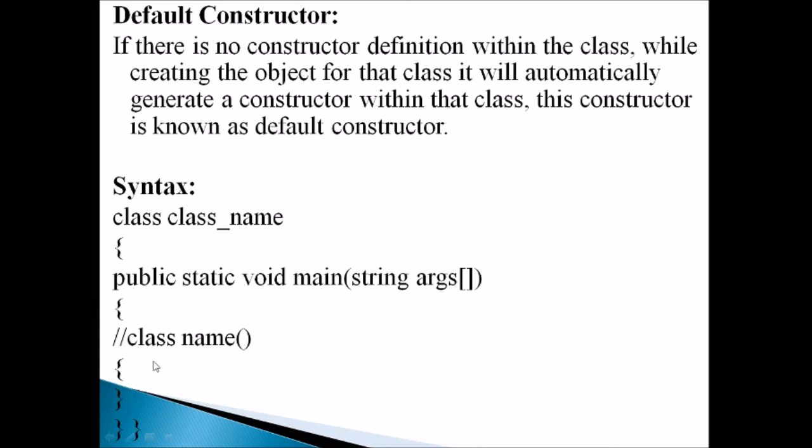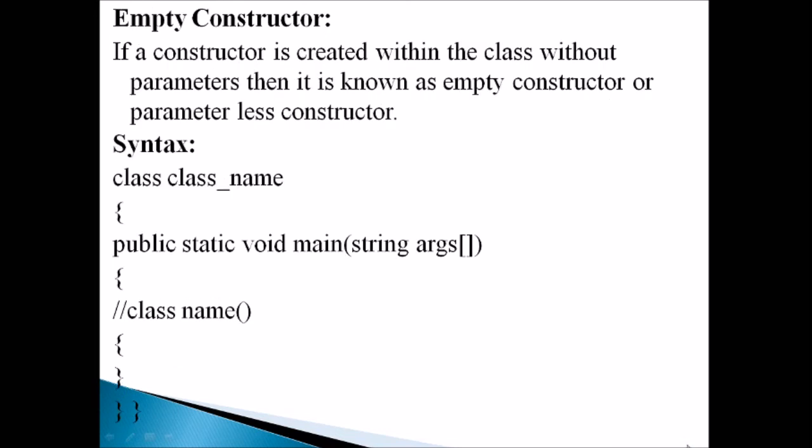This will not be created by the user. While there is no constructor within the class, the compiler will automatically generate this constructor. So this is the first type. Let us see the second type, that is the empty constructor.